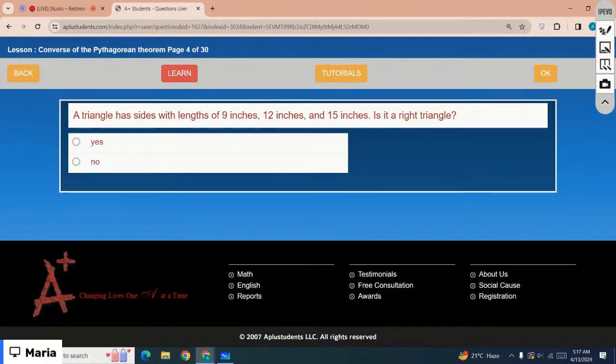A triangle has side lengths of 9 inches, 12 inches, and 15 inches. Is it a right triangle?